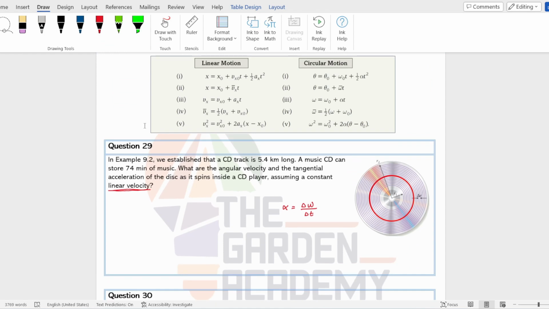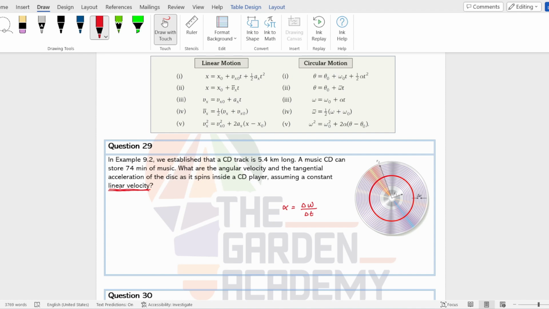نجي الآن إلى question 29. طبعا هذا السؤال تابع للبارت سابق هو فعليا. In the previous part we used to have the inner radius and the outer radius of the CD track. طيب نقرأ مع بعض السؤال بيحكينا بأنه in example 9.2 which is the previous example that we have solved, we established that a CD track is 5.4 kilometers long. A music CD can store up to 74 minutes of music. What are the angular velocity and the tangential acceleration of the disc as it spins inside the CD player, assuming a constant linear velocity. طبعا الآن في نقطة وحكي لنا constant linear velocity، فأنا already كاتبها بأنه this is very important. طبعا we will see why.